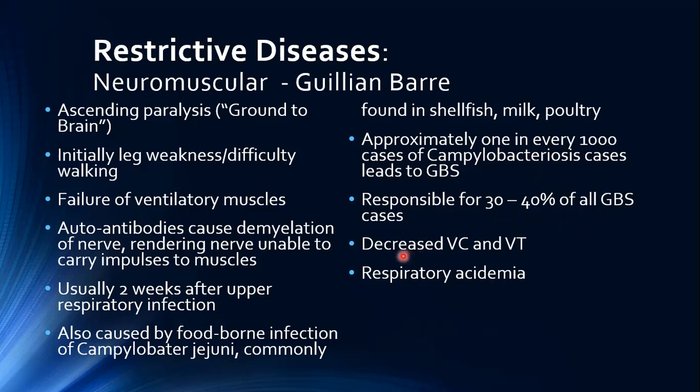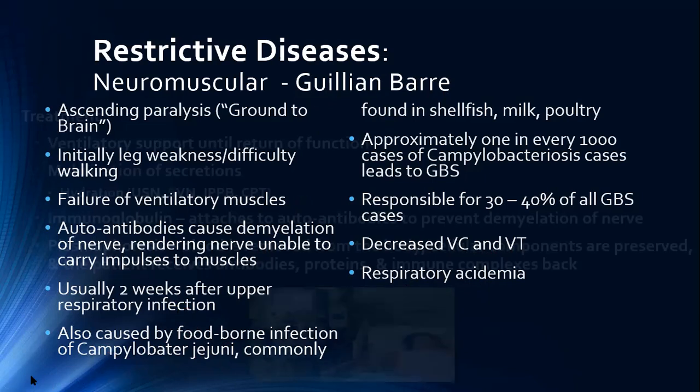Now, how does it manifest? Of course, the same as everything else that's restrictive: a decrease in vital capacity and a decrease in tidal volume, right, and all the other ones. And respiratory acidemia, of course, okay? So Guillain-Barré is a neuromuscular restrictive disease that causes paralysis starting from the ground to the brain, and it can be caused by a foodborne infection called Campylobacter jejuni, or it could happen after a respiratory infection. Okay, that's Guillain-Barré neuromuscular, okay?